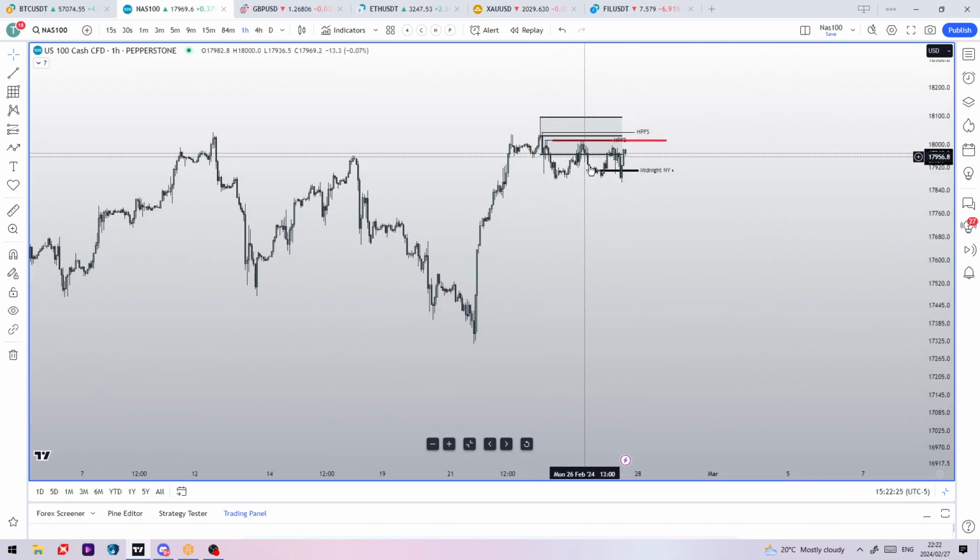Mind you, I'm not a fan of too much of this sideways, because too much of sideways after we've taken a high could be accumulation to go higher, right? So we can't rule that out.